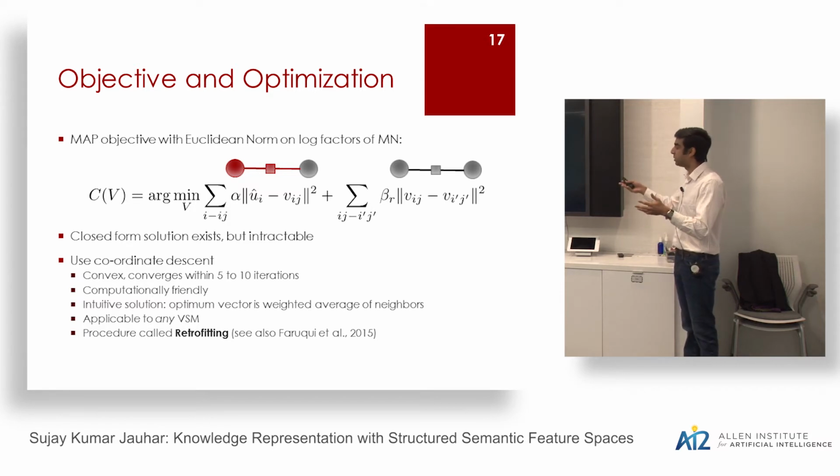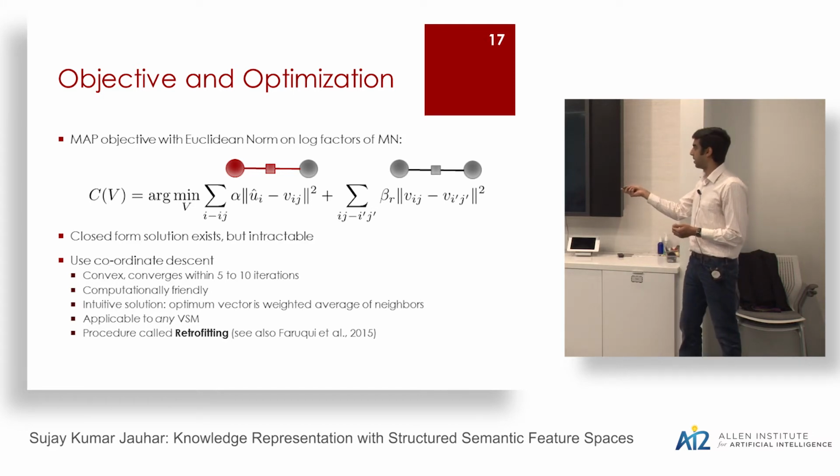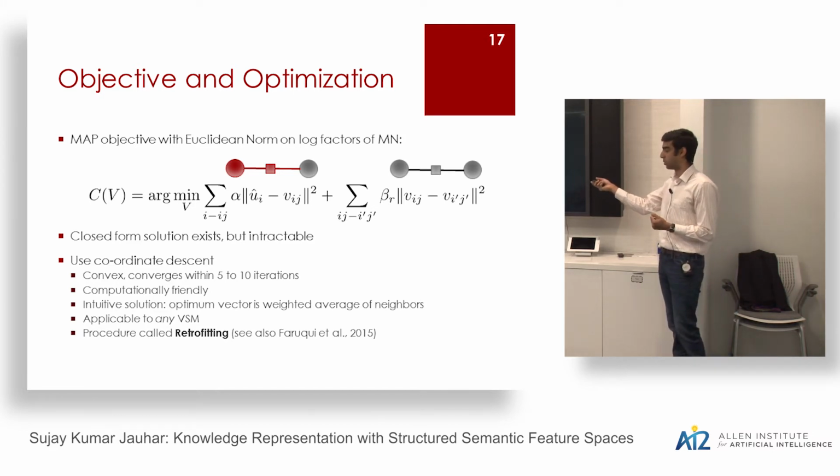And it's applicable to basically any vector space model. You learn it from Word2Vec, you learn it from GloVe, you learn it from LSA. We don't care. We just plug this into this method, give us the structure of WordNet, and we'll give you sense retrofitted vectors. And this is a process that we call retrofitting, which is closely related to something we worked on with Manaal Faruqui et al. in an ACL 2015 paper.